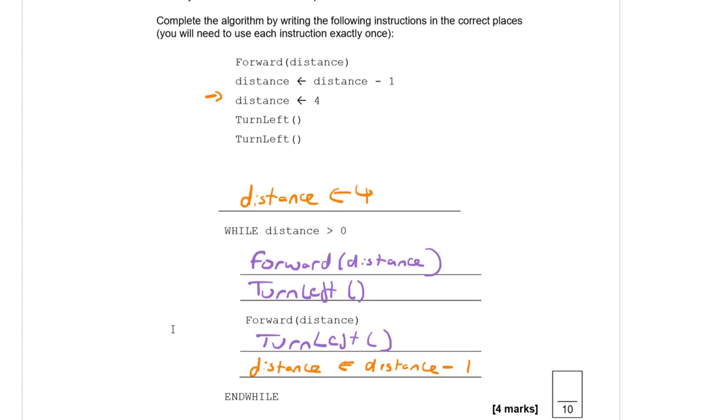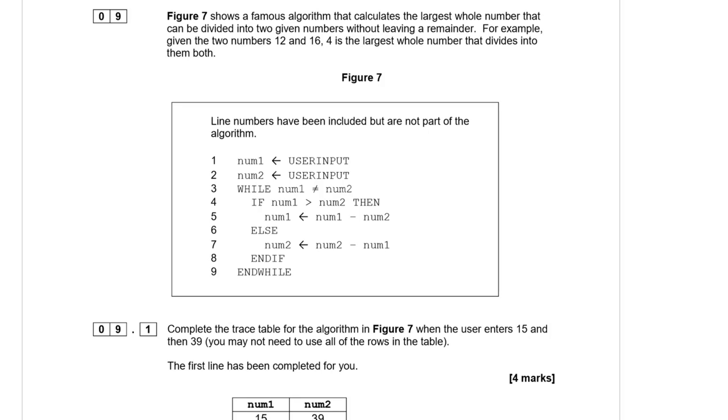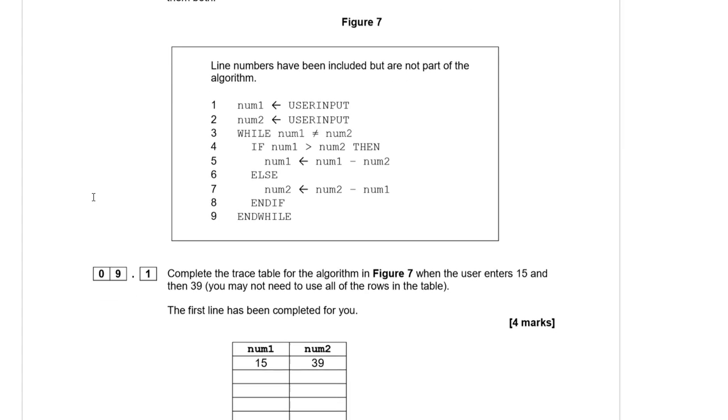For question 9, we're given pseudocode for a famous algorithm that calculates the largest whole number that can be divided into 2 given numbers without leaving a remainder. So the largest common factor, in other words. So if we have 2 numbers, 12 and 16, 4 is the largest whole number that divides into them both. So we need to complete the trace table yet again.